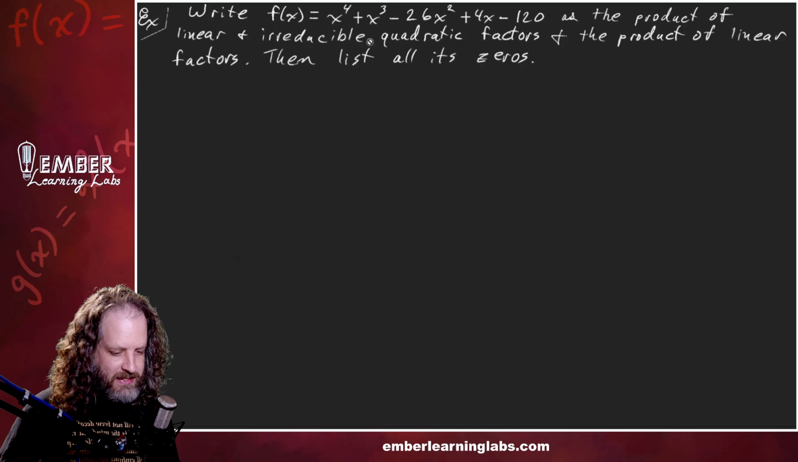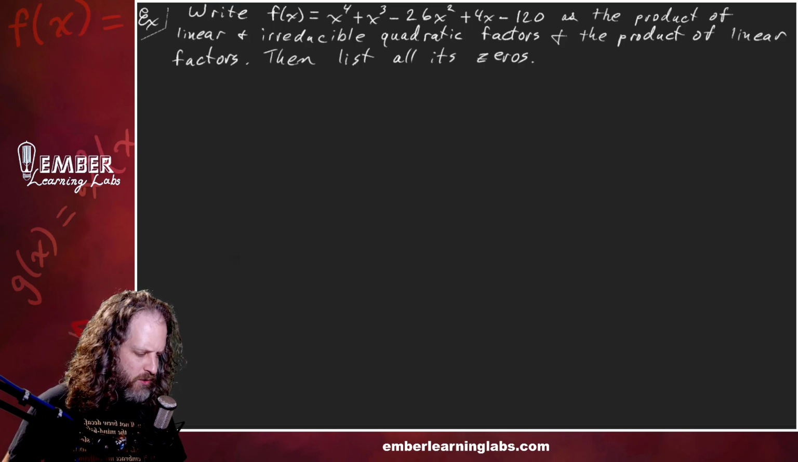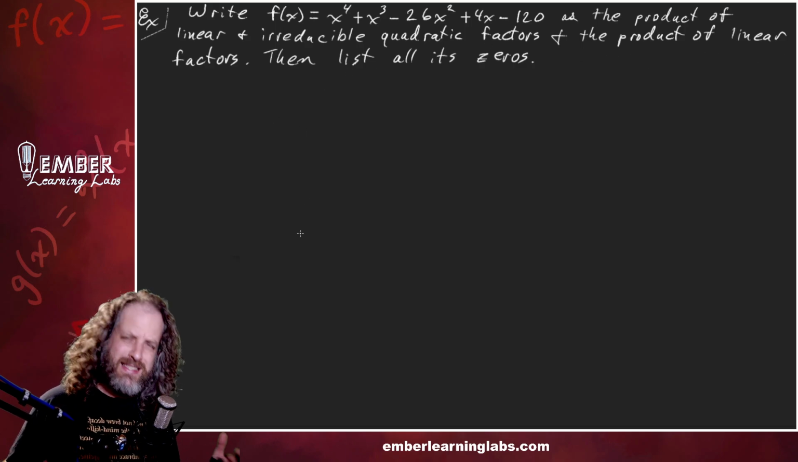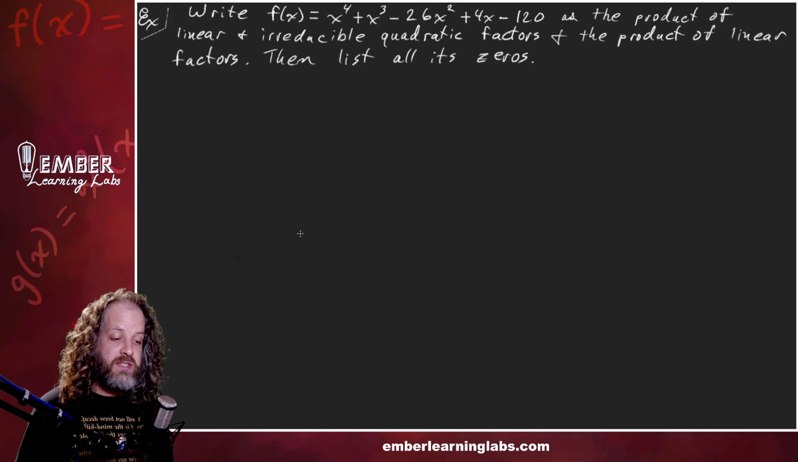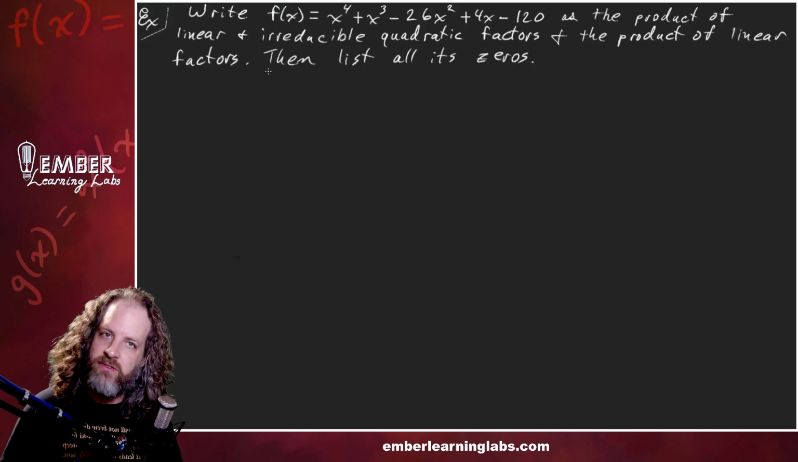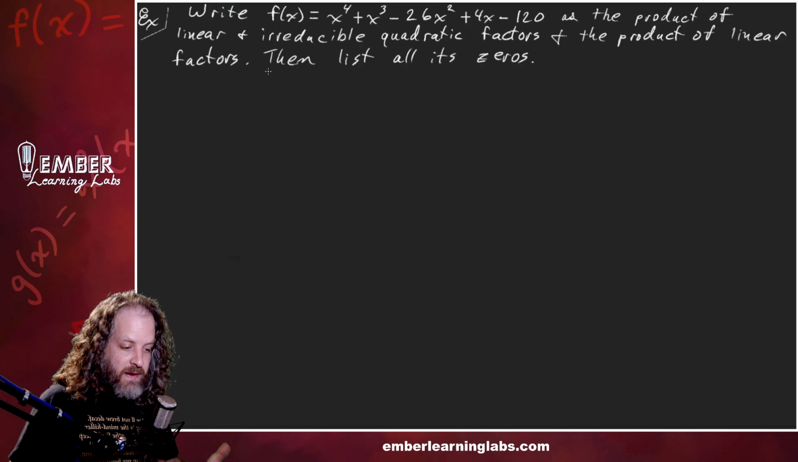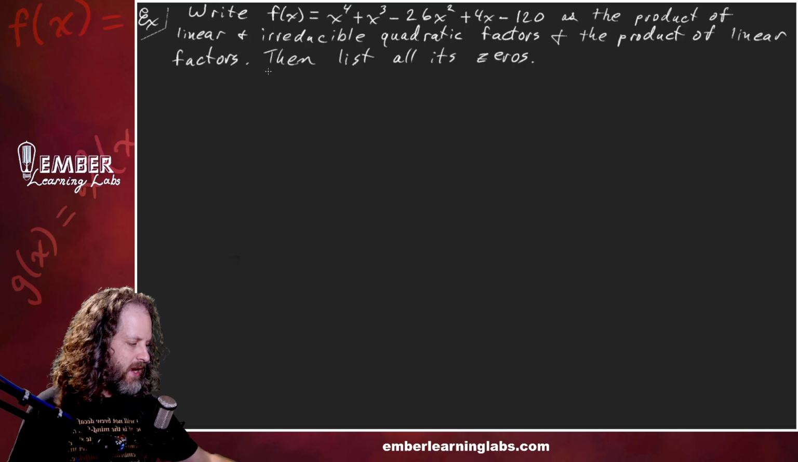So we're going to write this as a product of linear and irreducible quadratic factors and the product of linear factors, then list all its zeros. So what in the world does that mean? Well, basically, we're going to factor this thing, right? So we want to know what are the possible factors. So let's go ahead and graph the thing.